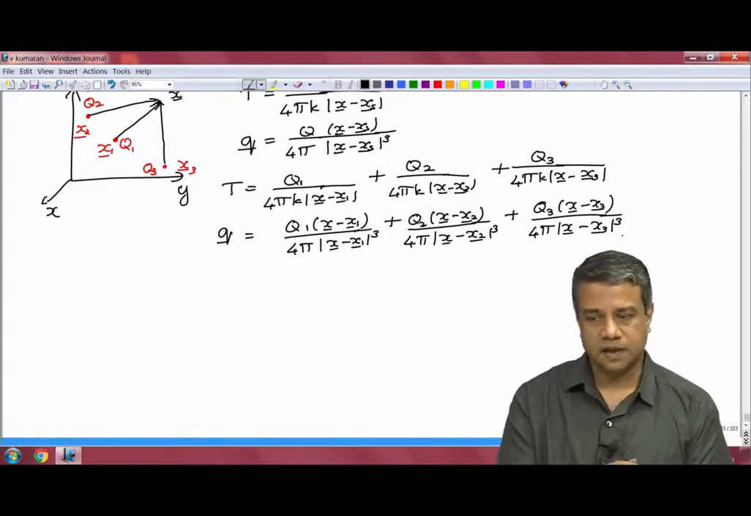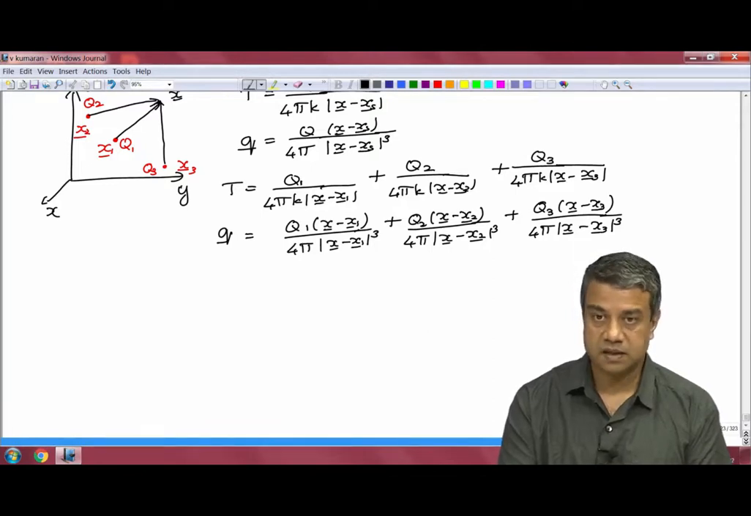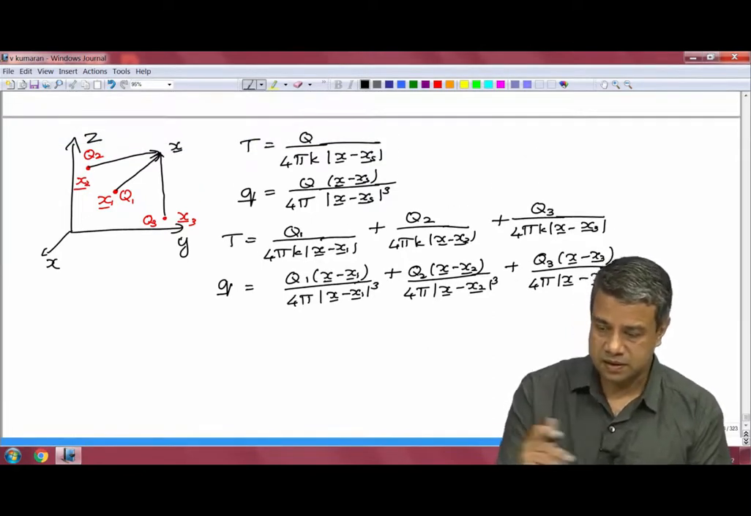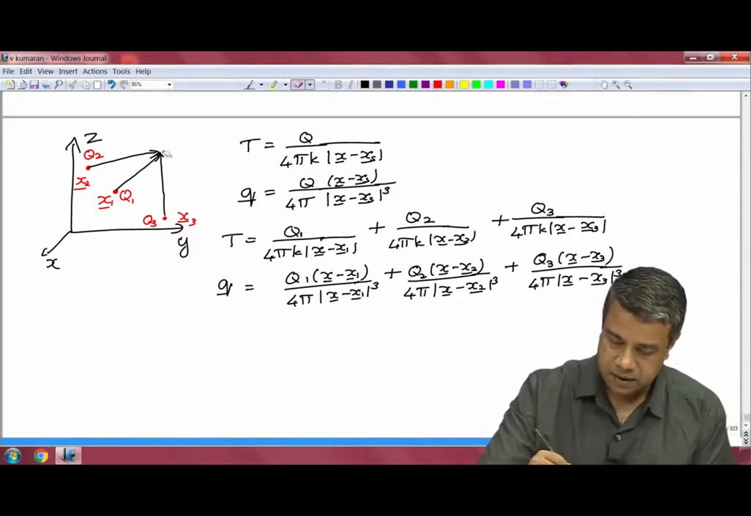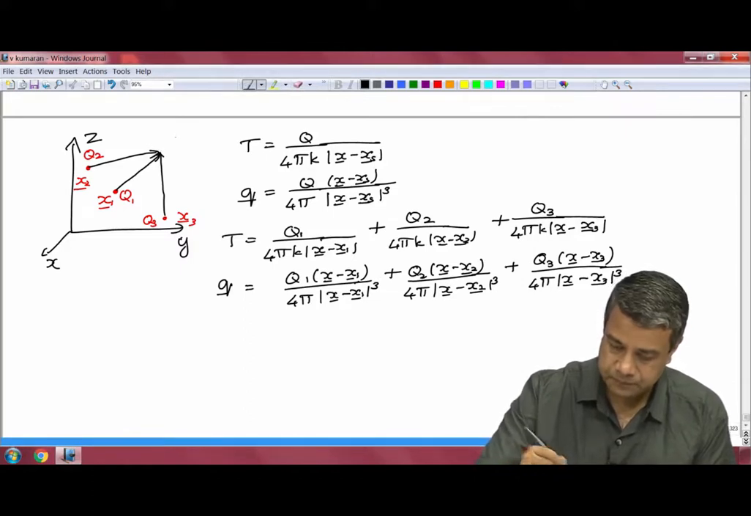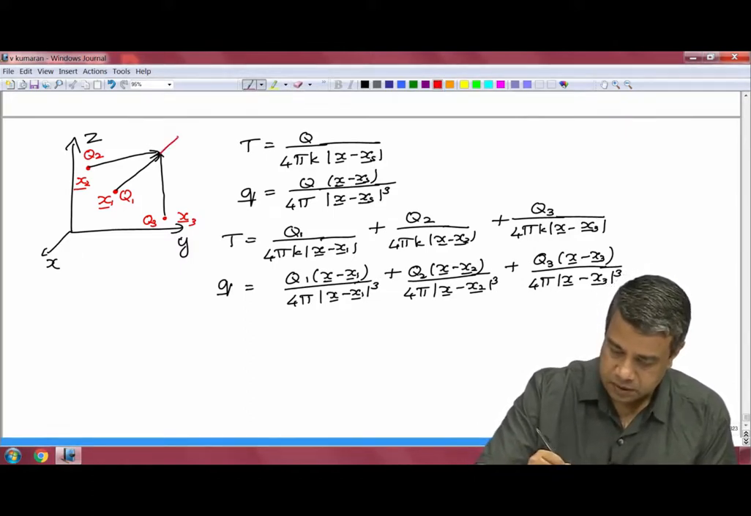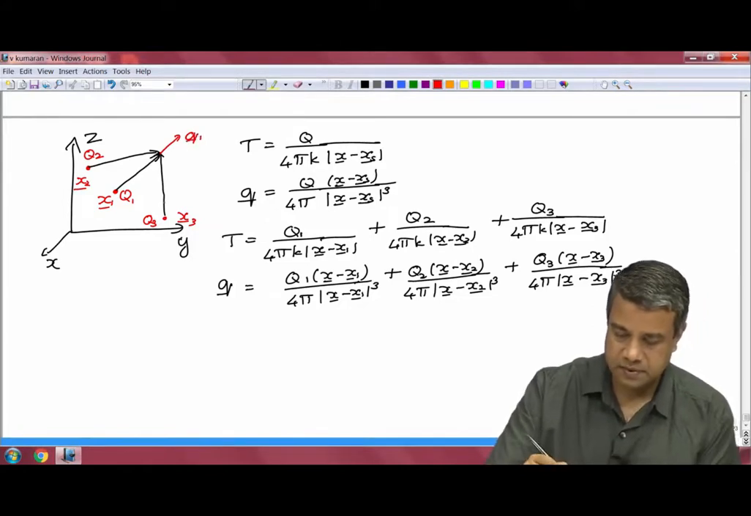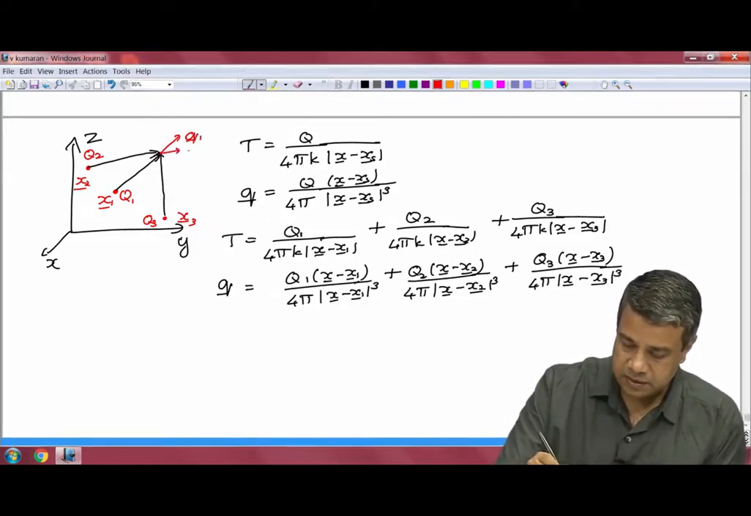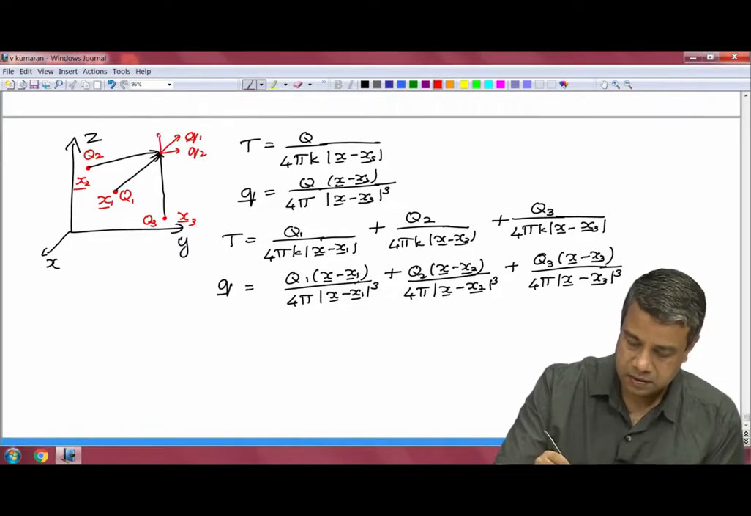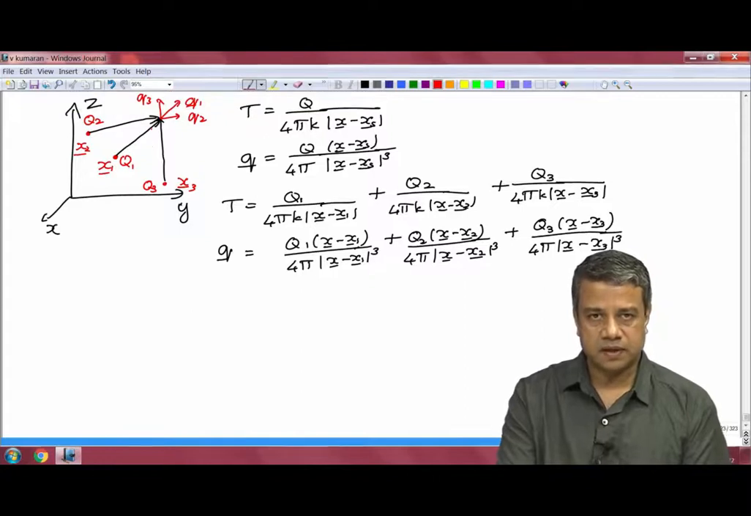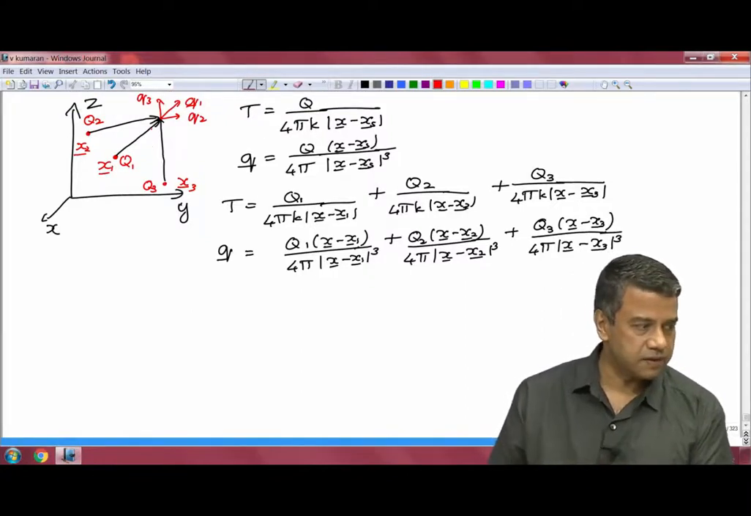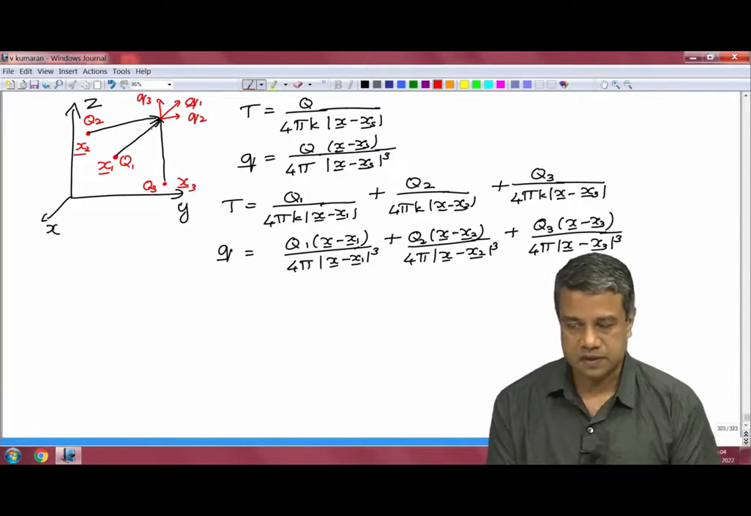And this can be done for any number of sources. An important point to note here is that the heat flux is the vector sum of the heat flux due to each of these sources. So for example, in this particular case, the heat flux from the source 1 will be Q1, in the direction of x minus x1. Q2 will be in this direction, and Q3 will be in this direction. The total heat flux at that location will be the vector sum of all of these three.